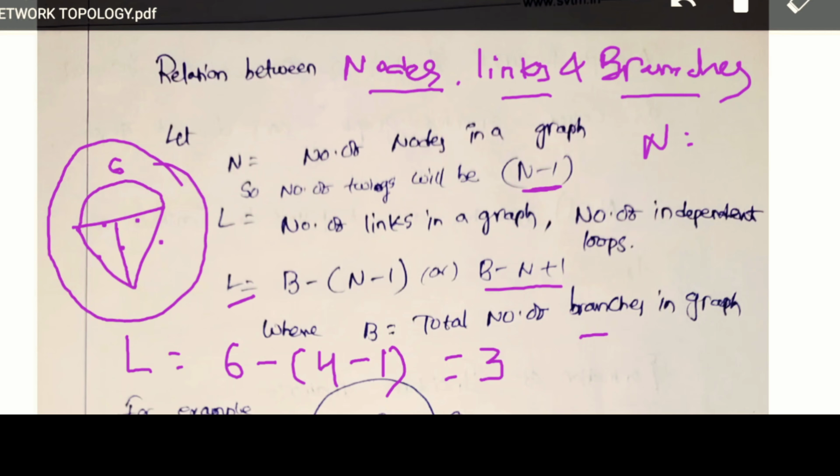Here, what we must remember is that the number of twigs or branches of a tree is n minus 1, nodes minus 1. And the number of links or number of loops depends on links only. L equal to B minus N plus 1. We must definitely remember this formula. These are some important definitions. Next we will continue.